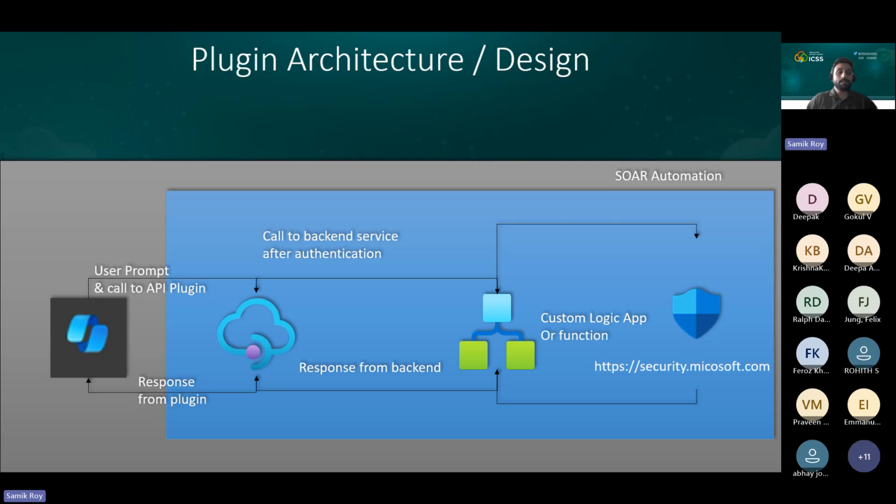Now, in the logic app or Azure Function, the possibilities are limitless. You can literally call another API. In this case, what I have tried to call is security.microsoft.com, and that's where this entire thing happens.